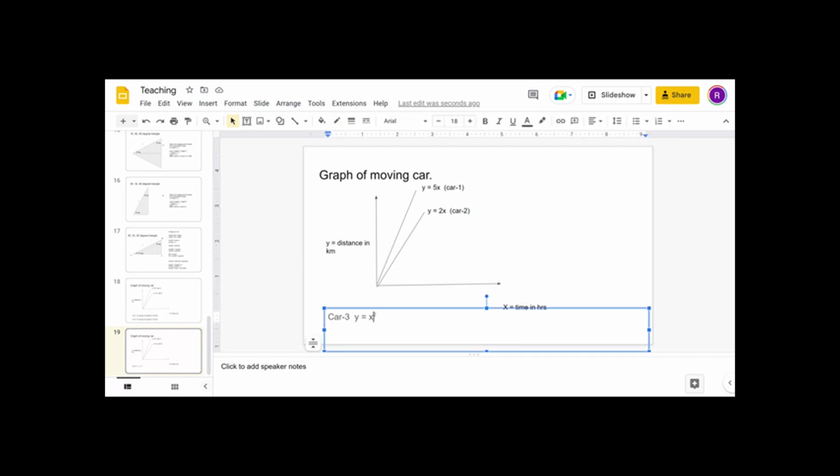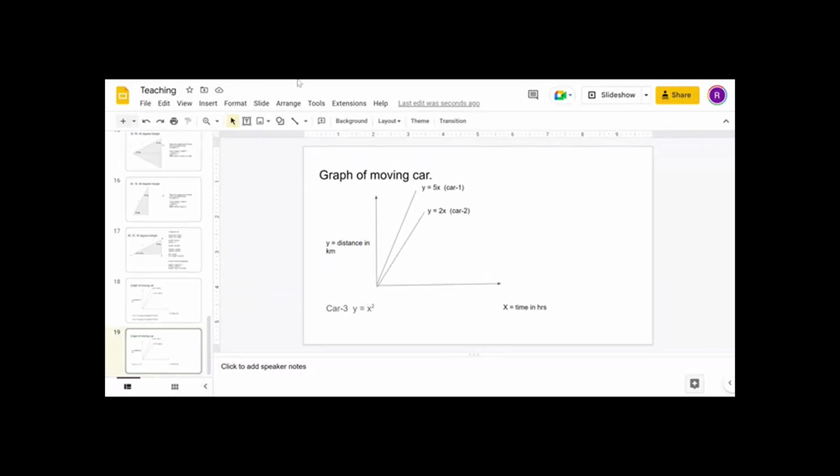How much distance has it traveled in 1 hour? After 1 hour, what is y? You can look at this equation and tell me what is the value of y after 1 hour? So the car 3, first of all, is it going at a fixed speed? No, sir. Or is the speed changing? Why do you say it is not a fixed speed?